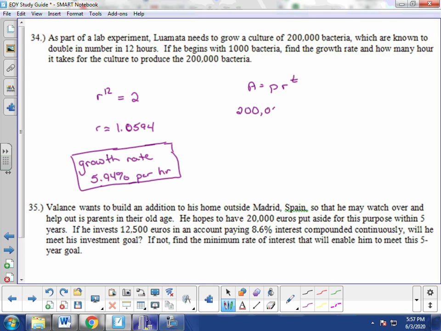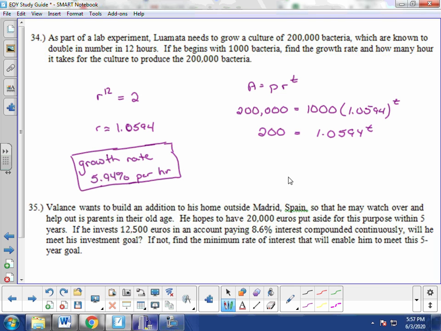The amount that we're starting with is 1,000 bacteria. The rate is going to be 1.0594 approximately. Again, we're using this number 1.0594 to show that it is growth because it's greater than 1. We want to find how many hours it's going to take, so we're going to solve for t. So the first thing that I'm going to do is take 200,000 divided by 1,000. So this is 200 equals 1.0594 to the t power.